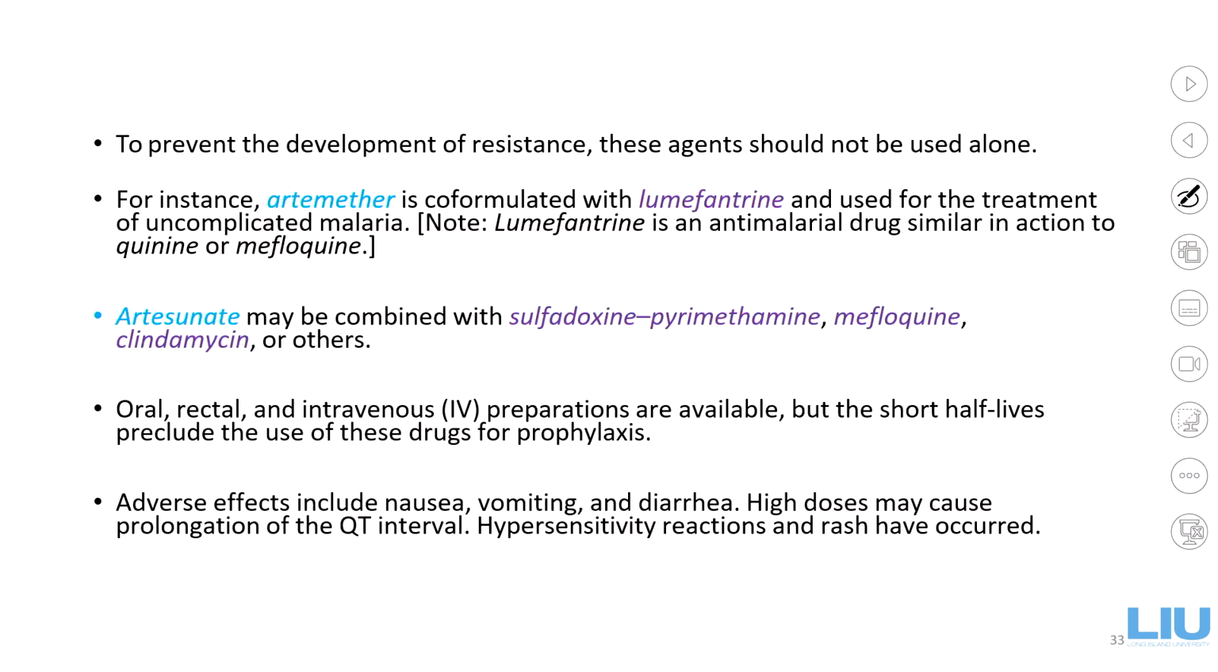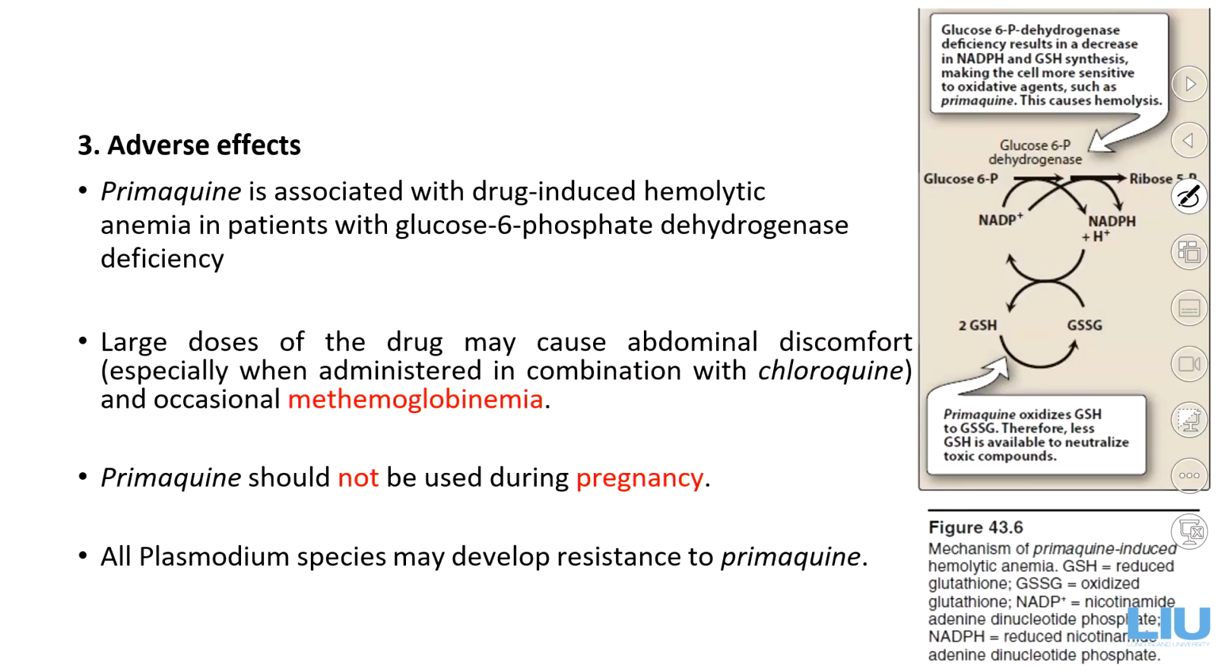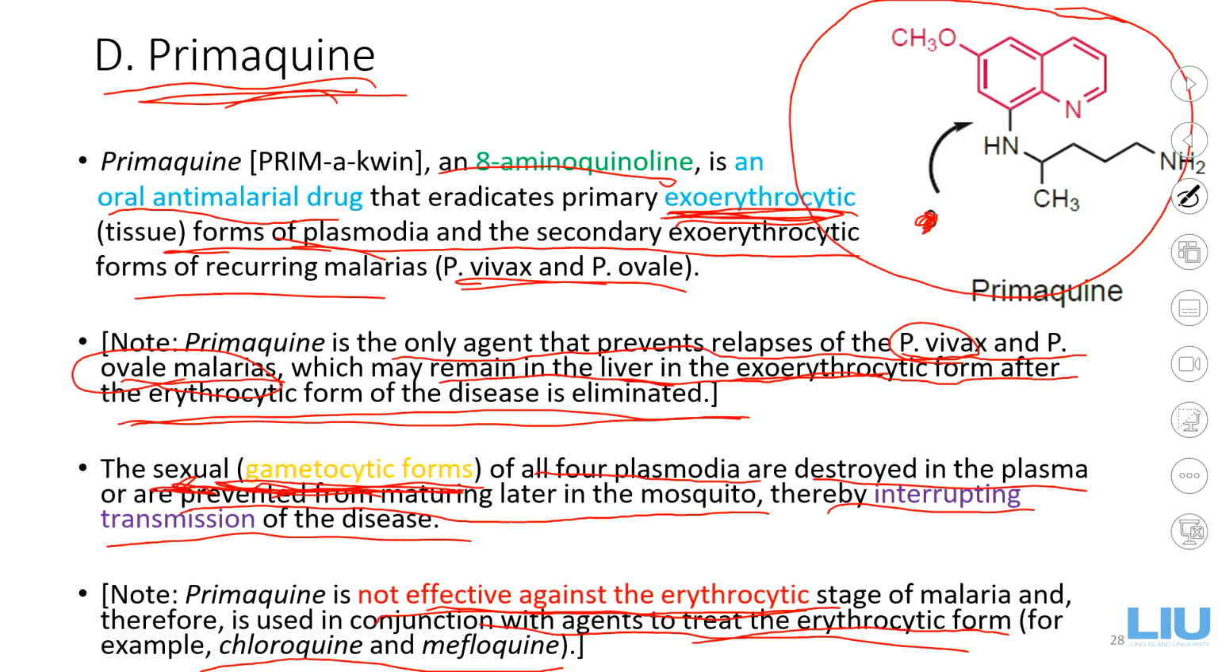Although I think at the end here there is a table. Okay, let's see. In the case of prevention, sensitive, in pregnancy, resistance, prevention relapses. Okay, so it doesn't help either. Anyway, any questions before we go to the mechanism of action of primaquine?